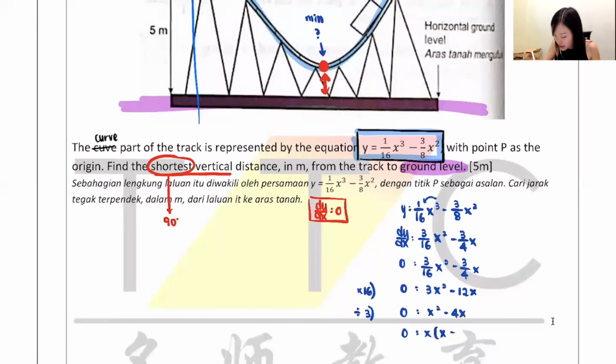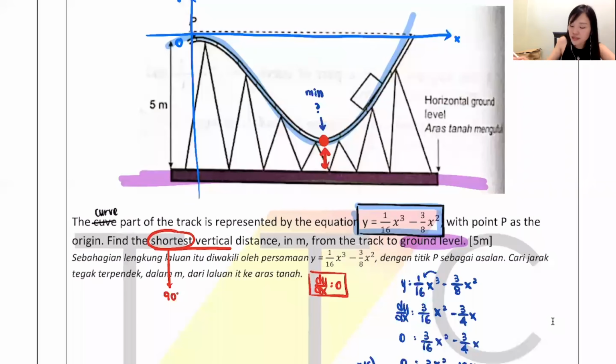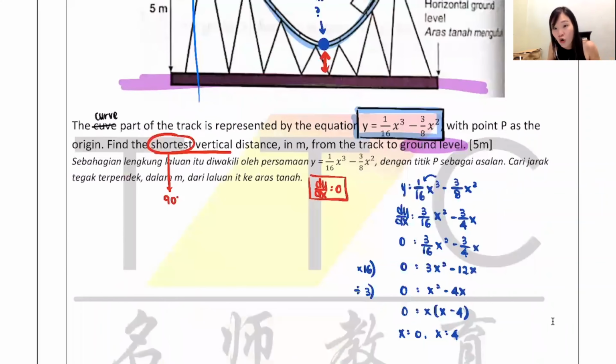So I will press the calculator to factorize it. I think you will get two answers. One is 0, one is 4. So guys, 0 quite obviously is the point P. So I think this lowest point should be point 4. So guys, don't just do that. You must have the coordinate, right? So after I got the x, I'm going to find the y. How do we find the y? The y equation will be this one.